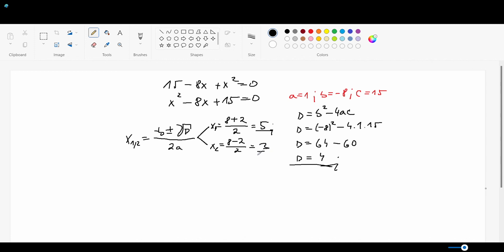Okay, so now you do the check and you do it properly. I'll do it really quickly. For number 3, 15 minus 24 is -9, plus 3 squared is 9, so I'm happy. You do the same thing for 5, and then you write your result, that the set of roots for this quadratic equation is a set with two elements, number 3 and number 5. Okay.